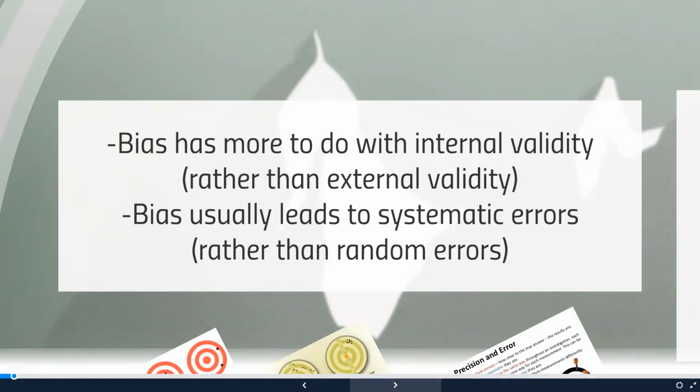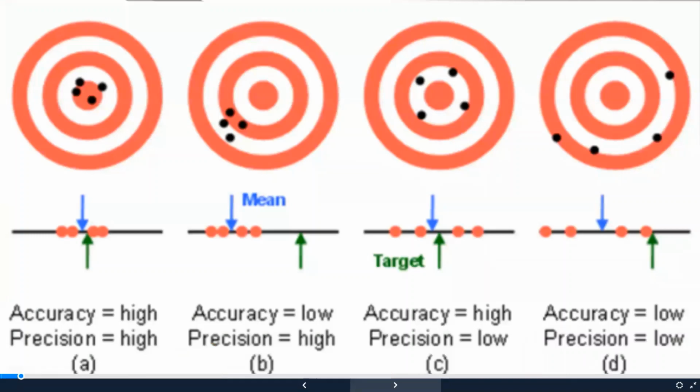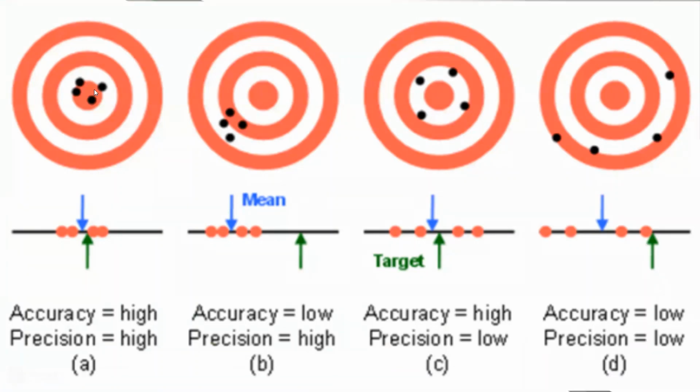So bias is a problem of this paper. It's not a problem of taking the outcomes. This is a very important point. What are the problems? I need to go to this red square in the center. I have two measures, accuracy and precision.